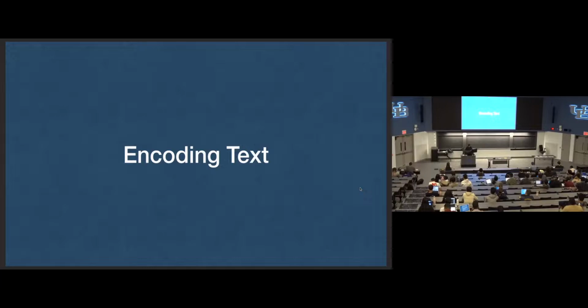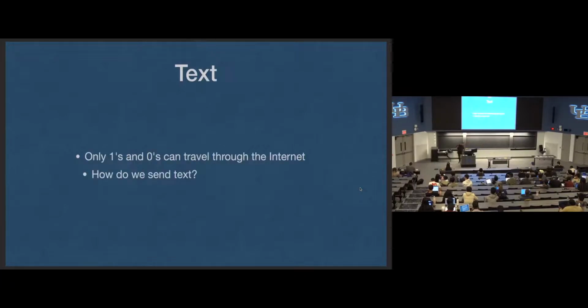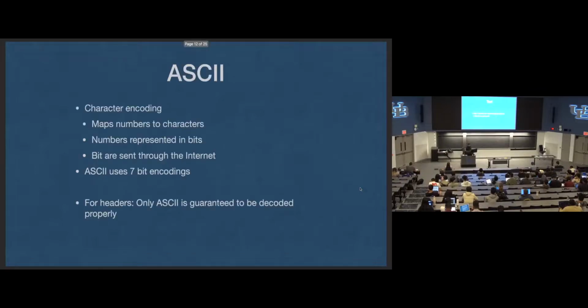All right, let's get to some text. We got a lot to talk about here. So we're only sending ones and zeros. How do we send text? I'm trying to go through this fairly quick. I assume you've probably all seen ASCII at some point, but if not, I want to give a brief overview of it.